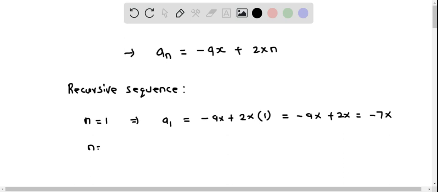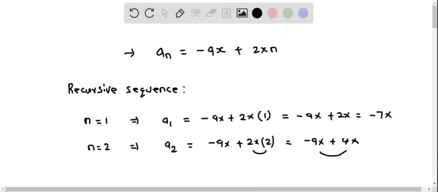Now let me plug in n equal to 2. So basically I'm finding the second term, which is written as a2, and this equals negative 9x plus 2x times, replace n by 2. So it becomes 2x times 2, and this equals negative 9x plus 2x times 2 is 4x. Now we have negative 9x plus 4x, and this equals negative 5x.